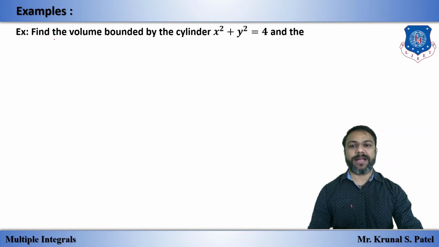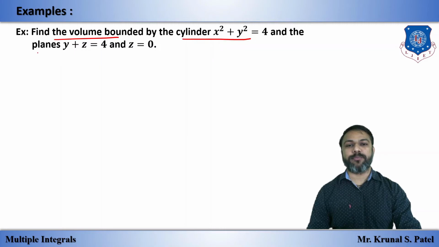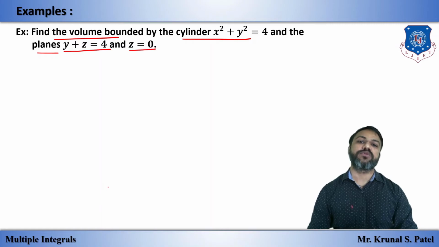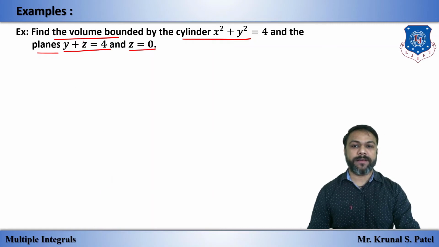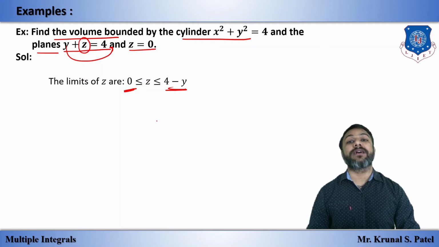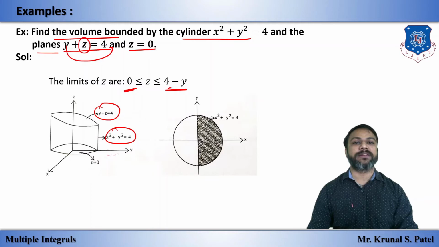Now we have an example: find the volume bounded by the cylinder x square plus y square is equal to 4, and the plane y plus z is equal to 4 and z is equal to 0. So from here we have z is equal to 4 minus y. So z lies between 0 and 4 minus y. This is the plane y plus z is equal to 4, and this is our cylinder, x square plus y square is equal to 4.